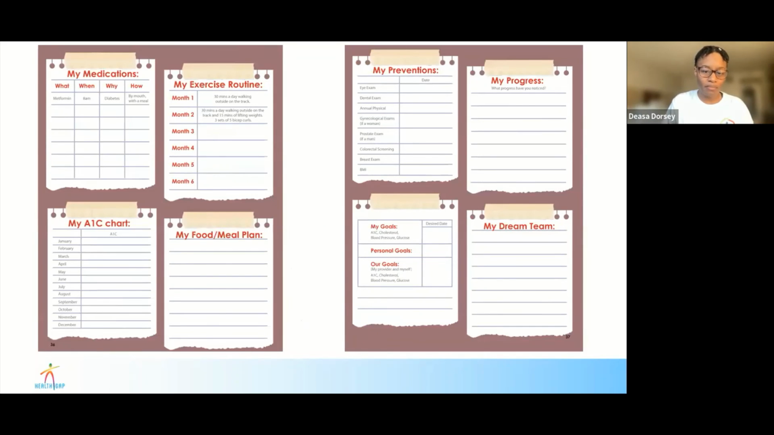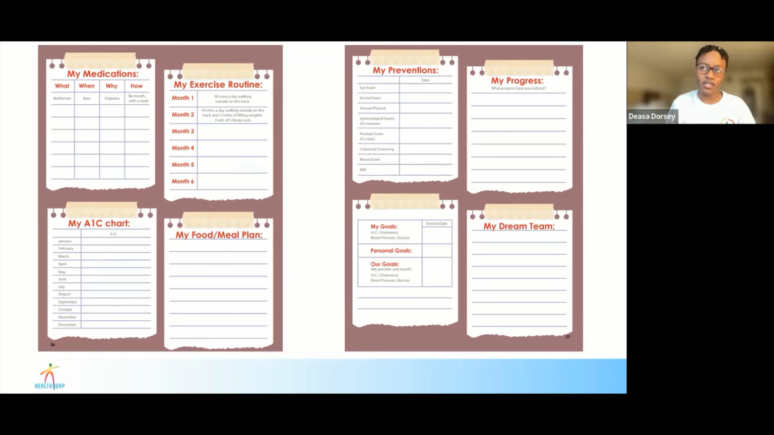These are just options for creating a journal. So like if you have your A1C chart, that's one thing I tell people. If you're checking your A1C every 3 months, maybe you create a journal. So January, you checked it. And then March, you checked it. So just writing down the number.